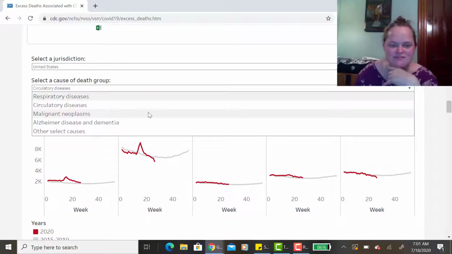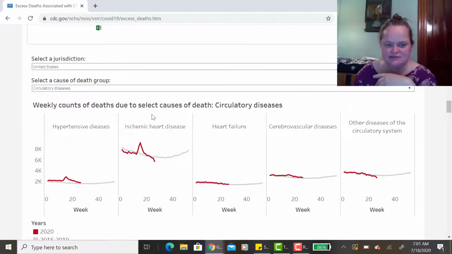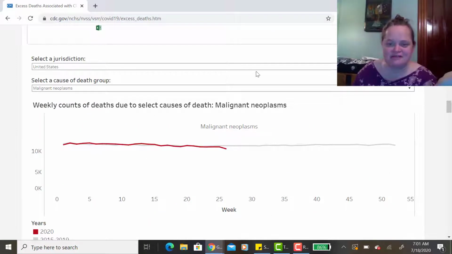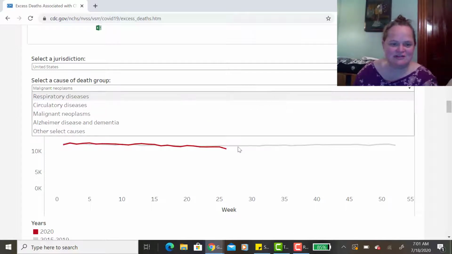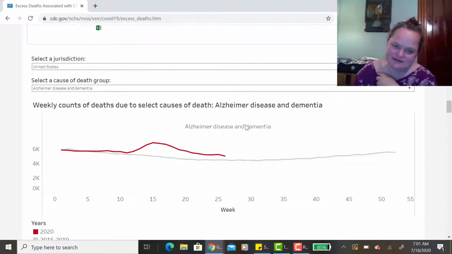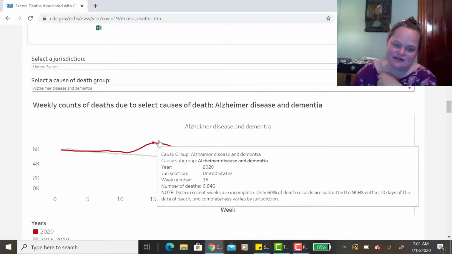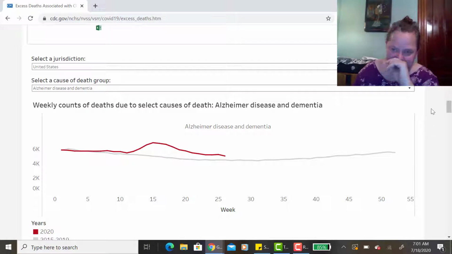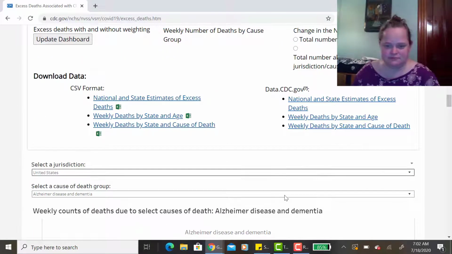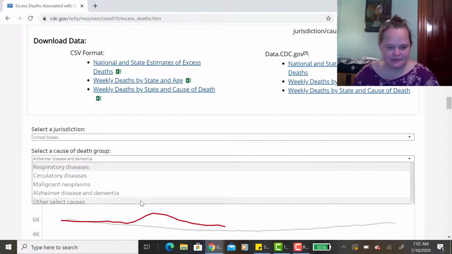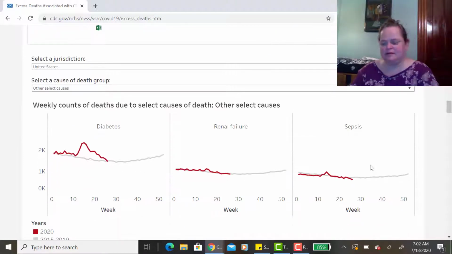Even though we didn't see spikes in malignant neoplasms, which is cancer, there's basically nothing. So cancer is just ticking along the way it normally does. And here's one, Alzheimer's disease. I think some COVID deaths are being coded as Alzheimer's. And here's another one, diabetes.